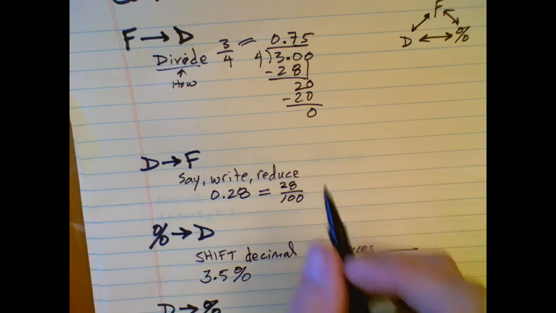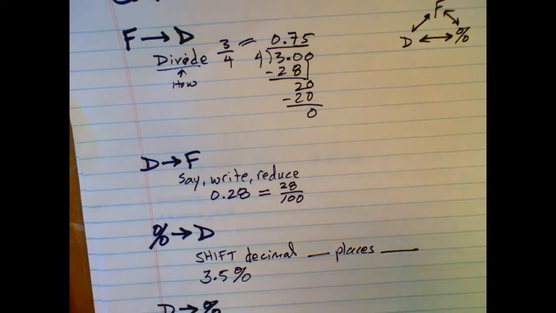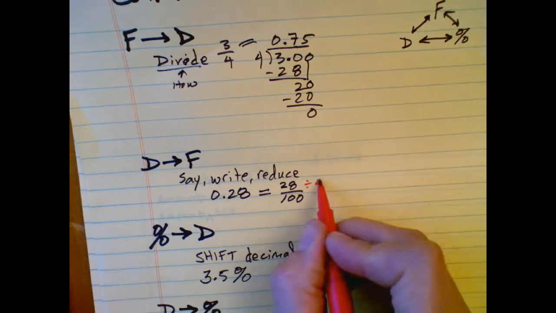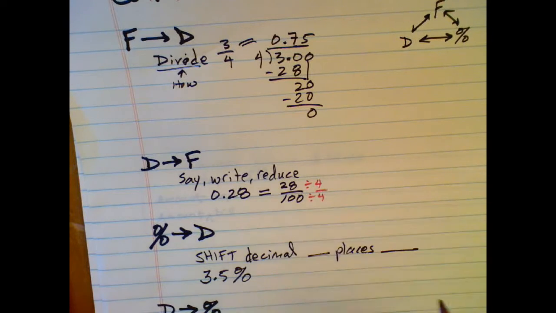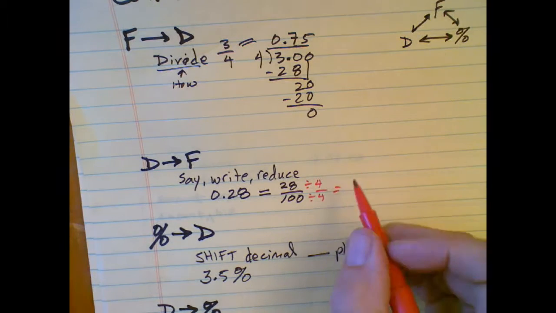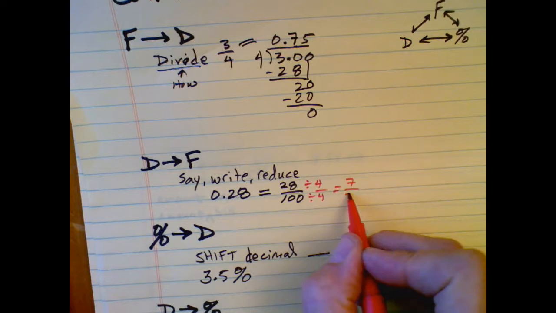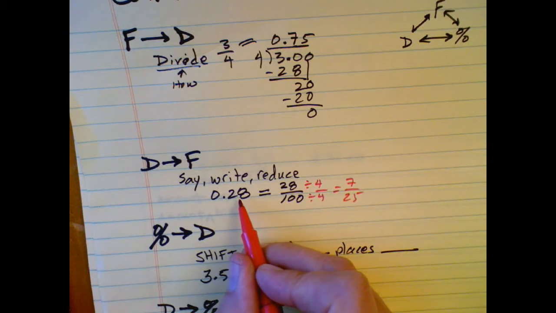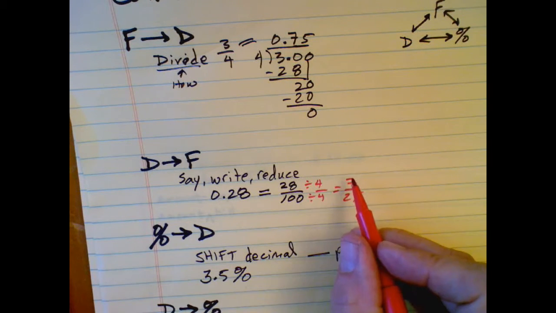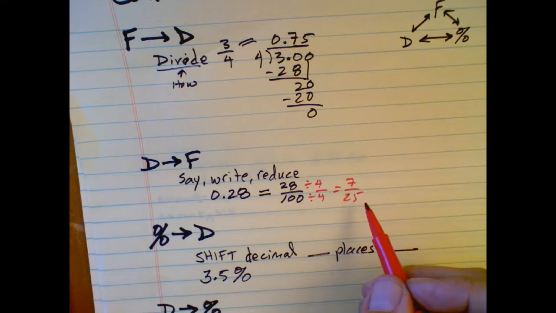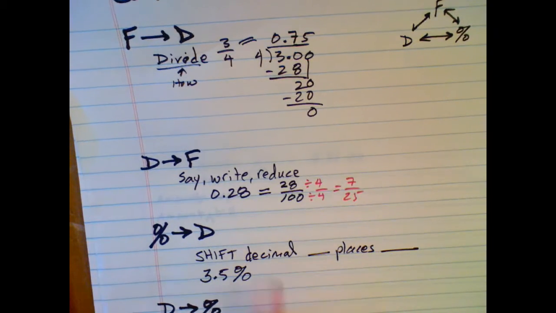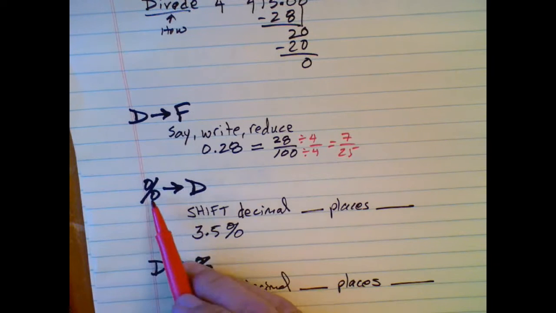Yes, I can divide both of these by 4, top and bottom. And when I do that, I get 7 over 25. So 0.28 as a decimal is equal to 7/25 as a fraction.